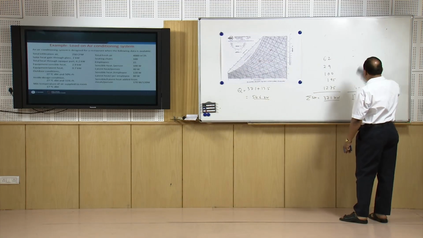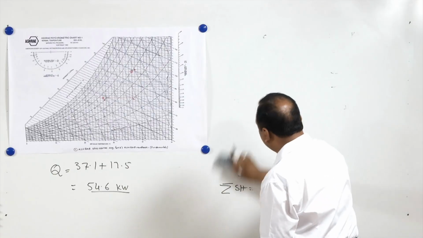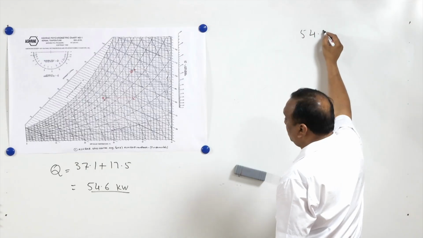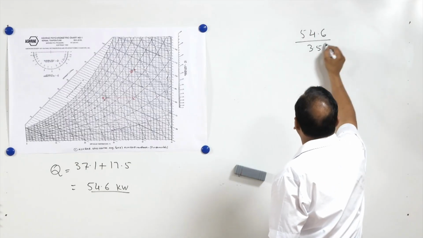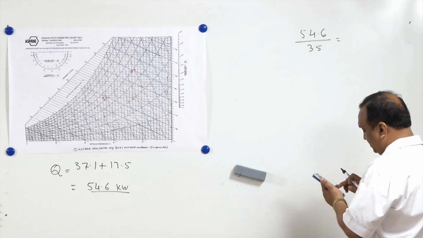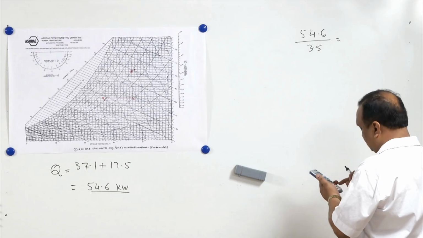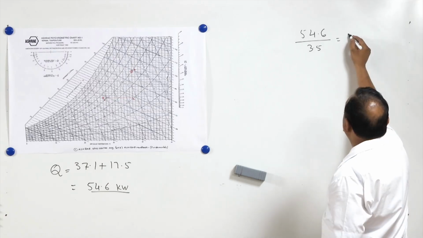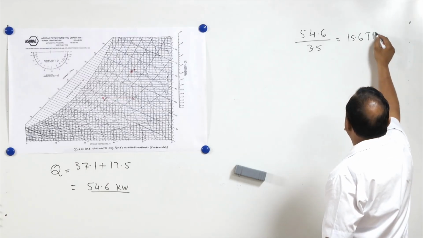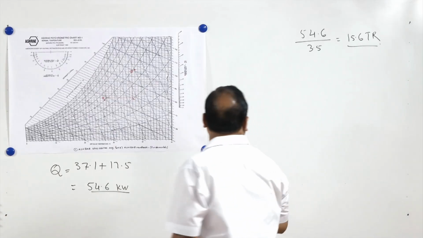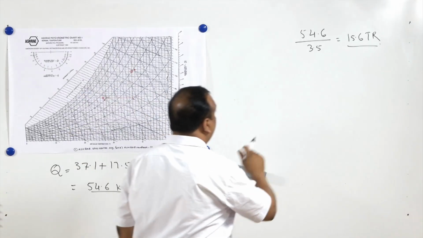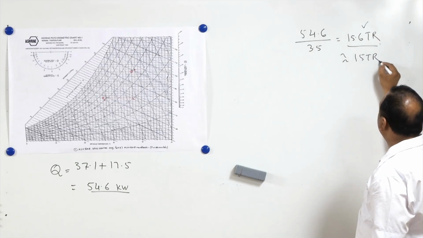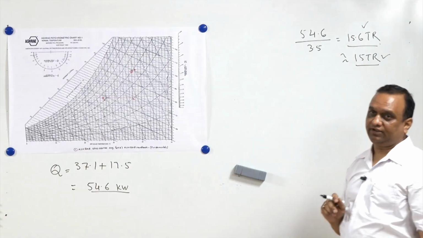Suppose I ask you to find the tonnage of the AC plant. The tonnage of the AC plant you can immediately find just by dividing 54.6 by 3.5, and you will get 15.6 tons of refrigeration. Or you can recommend a 50-ton capacity plant for this restaurant.